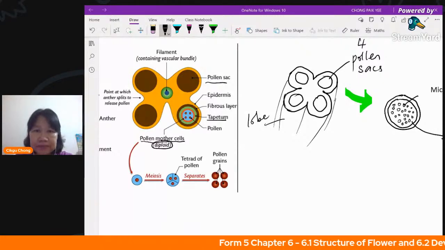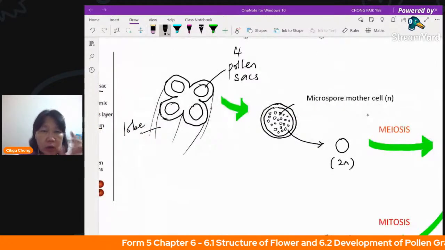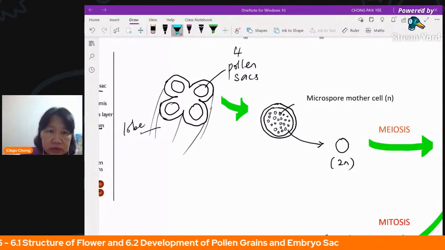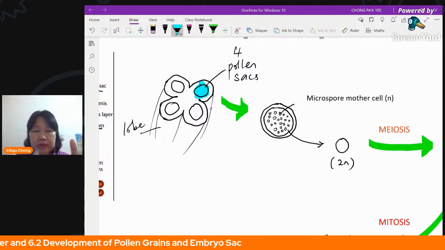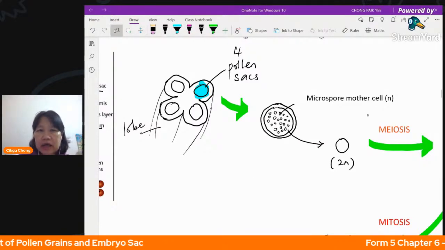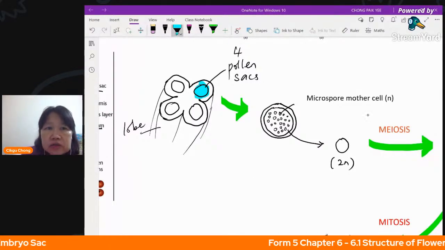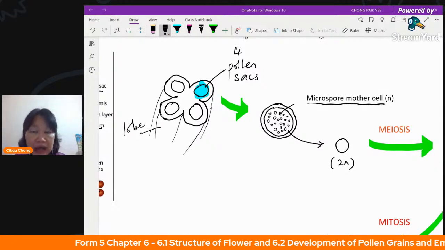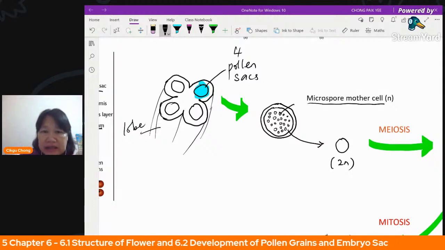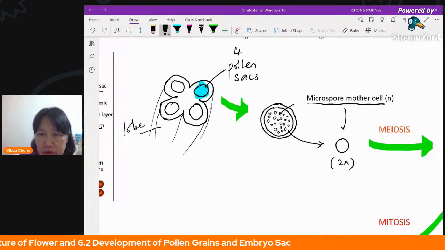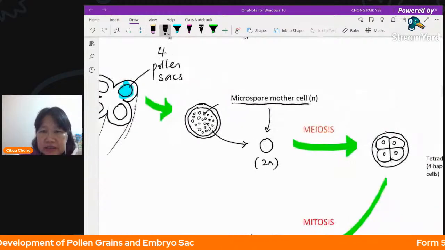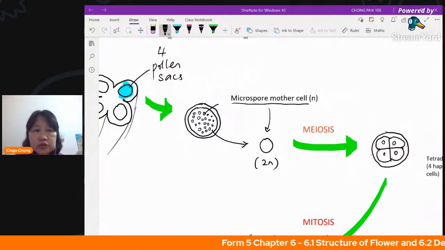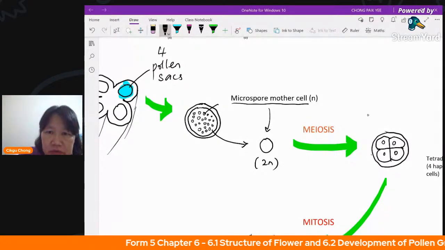Now let's look at them one by one. Let's look at just one pollen sac. I'm not looking at the whole thing, just this one. I imagine I take it out. Each one of these is called a microspore mother cell. Why mother cell? Because it is going to produce offspring afterwards. It's going to produce some more. This is your microspore mother cell, and each one of these is going to divide. This is 2N.